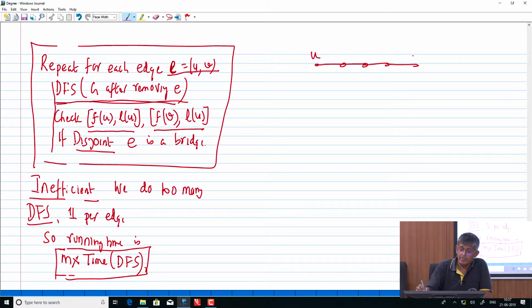This is UV. The intervals of U and V will have ancestor descendant. They will be contained in each other. They will never be disjoint because this is a connected graph. But it depends on from what vertex I start DFS. Oh, I see. Because if I start DFS from the middle vertex, then U and V are not descendants.